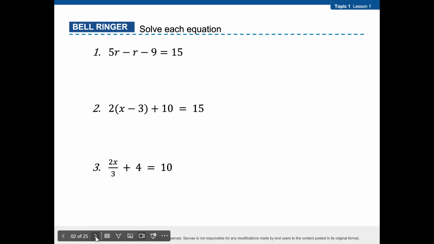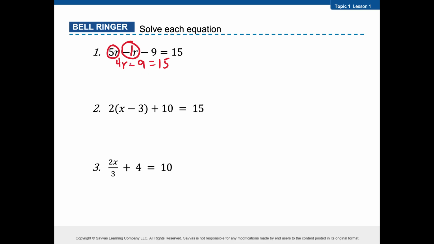Number 1, 5r minus r minus 9 equals 15. Like terms, you can always add a 1 in front of that variable. 5r minus 1r, 4r minus 9 equals 15.